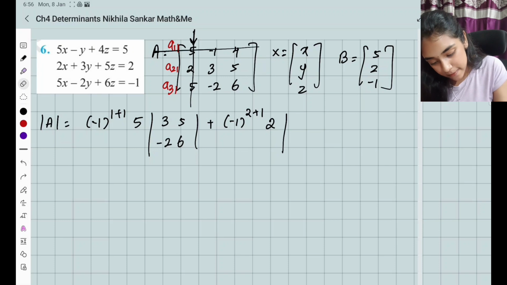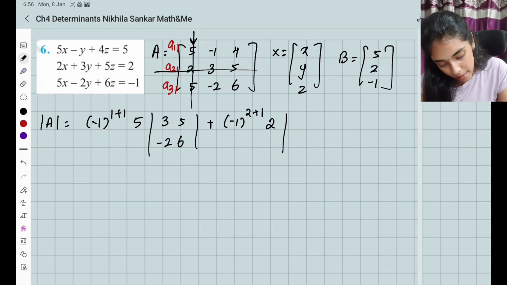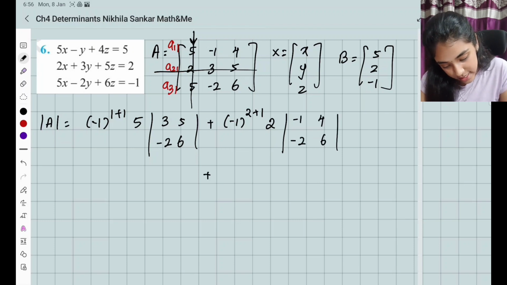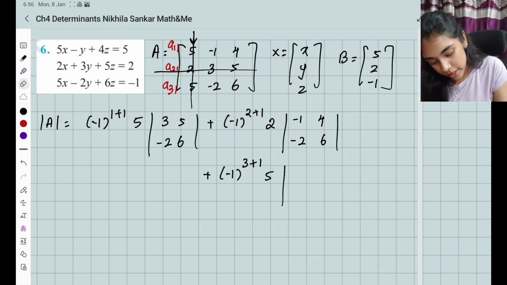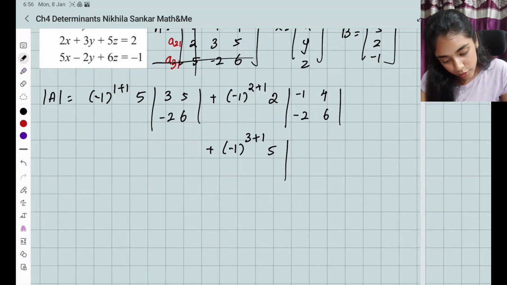when I erase this, you have minus 1, 4, minus 2, 6. Then plus the last element is minus 1 to the power 3 plus 1, 5 into the determinant, which is going to be, when I erase this, minus 1, 4, 3, 5.